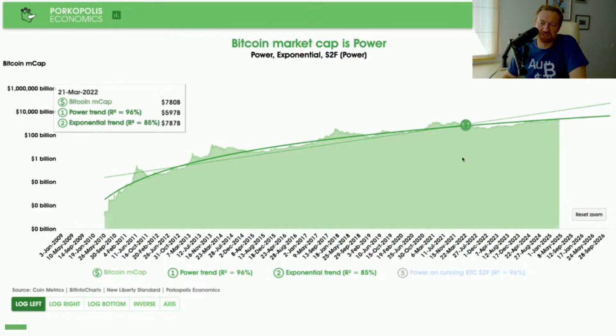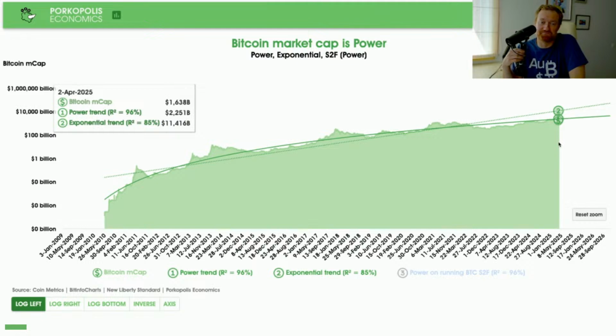Does that look like an exponential trend is following the Bitcoin market cap growth? We're way above it here. We're way under here. And then you got to go all the way back to 2022, the last time the market cap was even close to the exponential trend line. And if we were on exponential, we should be at $11 trillion market cap today. But we're not.